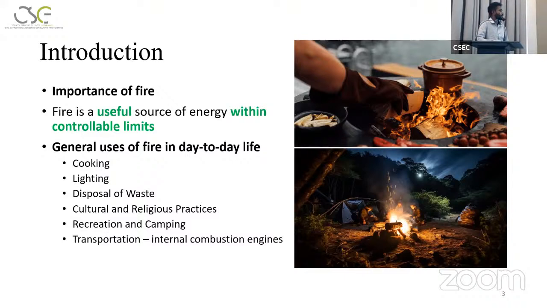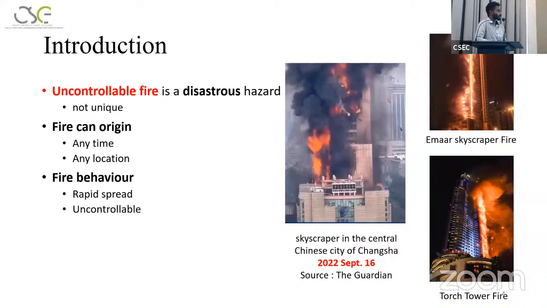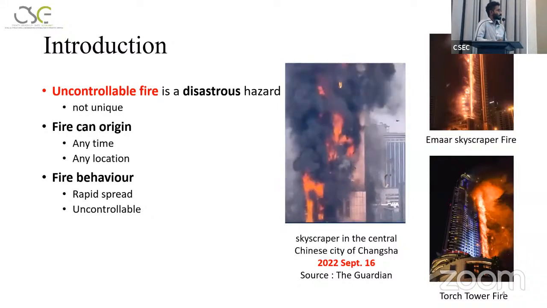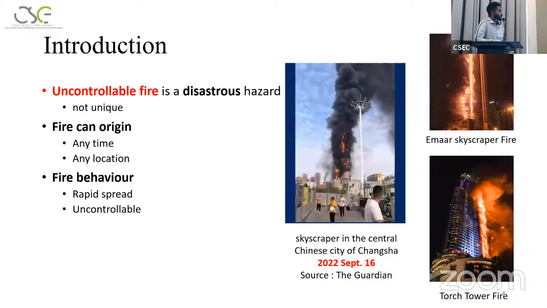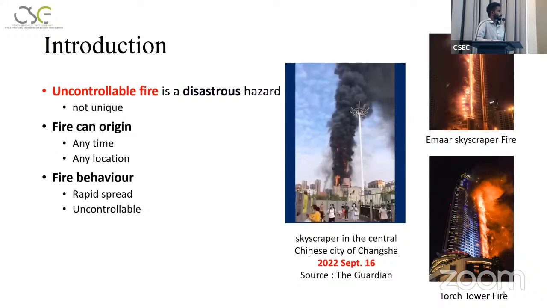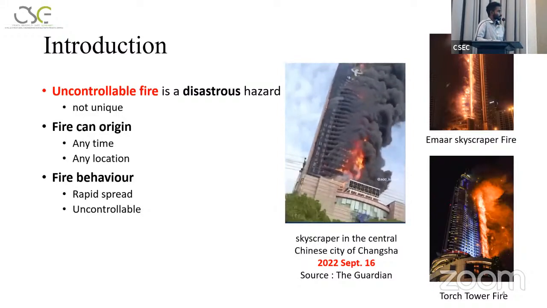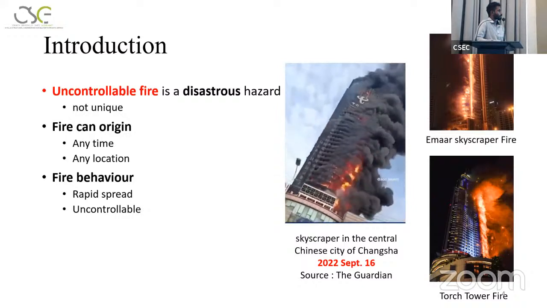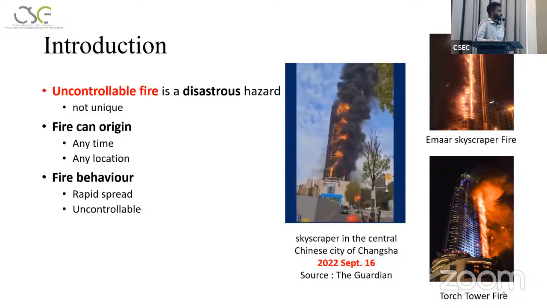As we know, fire is a very important source of energy. Most of the time, in day-to-day life, we use fire. That's a very important source of energy, but within controllable limits. But when it comes to uncontrollable limits, and we are considering only buildings, especially tall buildings, an uncontrollable level of fire becomes a disastrous hazard. Fire is not a unique thing. It changes from time to time and place to place, so it can happen at any time, at any location.